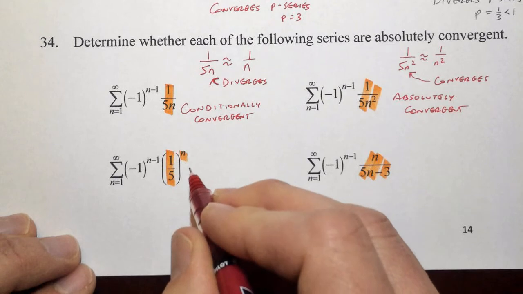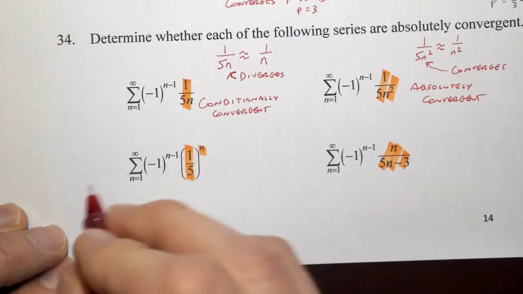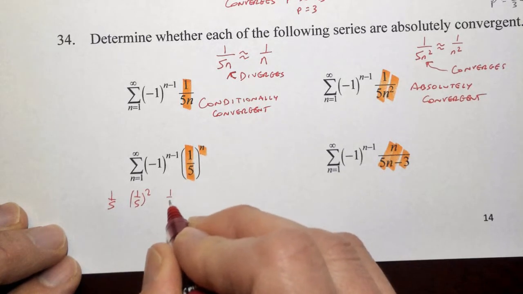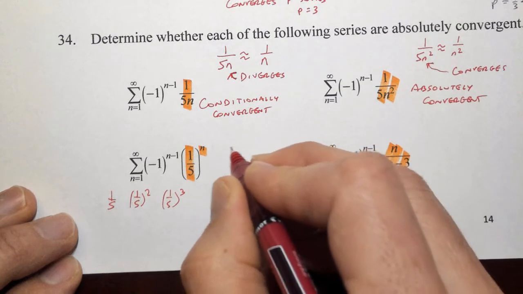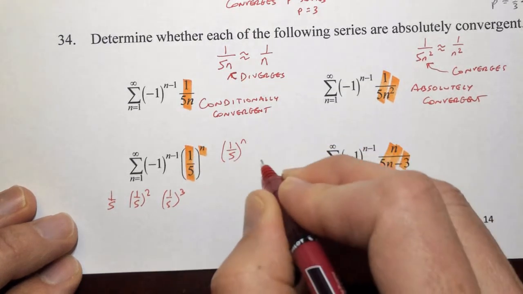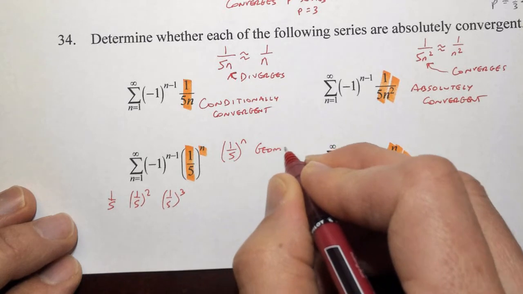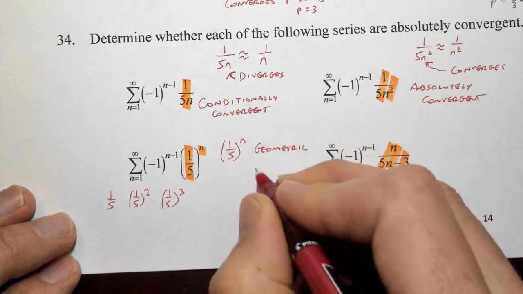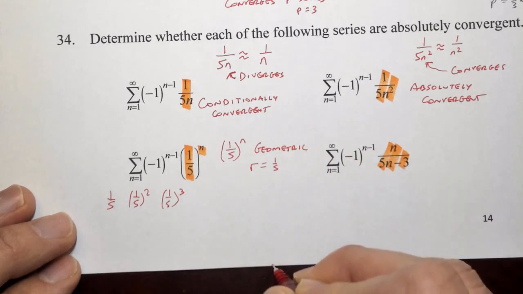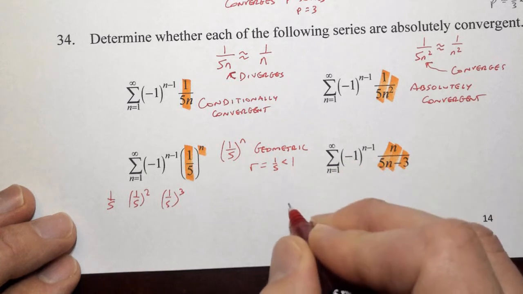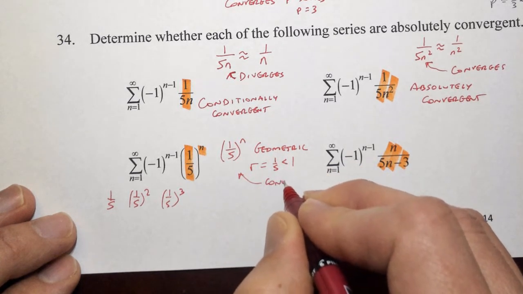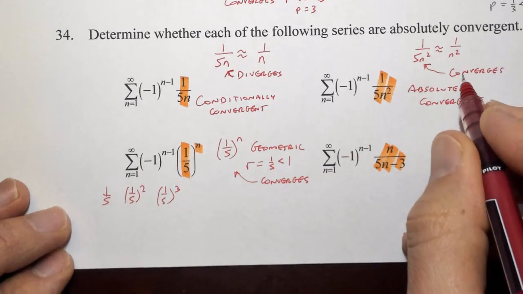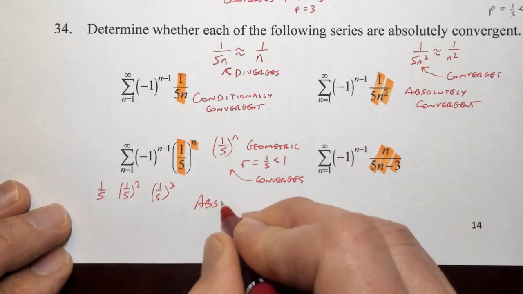One-fifth to the n here. Okay, so if we think about this, if we were to do the terms, it's 1/5, and then the next one is 1/5 squared, and then 1/5 cubed. This 1 over 5 to the n, that is a geometric series. We keep multiplying by 1/5. R is equal to 1/5, which we know is less than 1. So this converges by the geometric series rule. So let's take this one up here. And our answer is absolutely convergent.